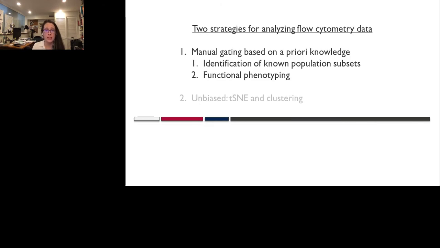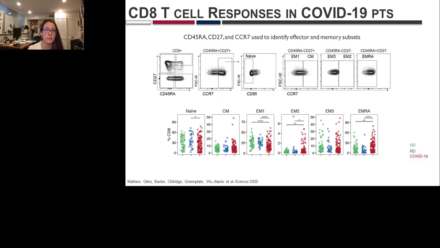We can analyze this flow cytometry data in a couple different ways. The first way is basically using manual gating based on a priori knowledge. And here we can identify known population subsets, as well as perform functional phenotyping. So we'll start with the CD8 T cells. Here we use 3 different surface proteins, CD45RA, CD27, and CCR7, to identify various subsets of naive, effector, and memory cells. And this is enumerated on the bottom.